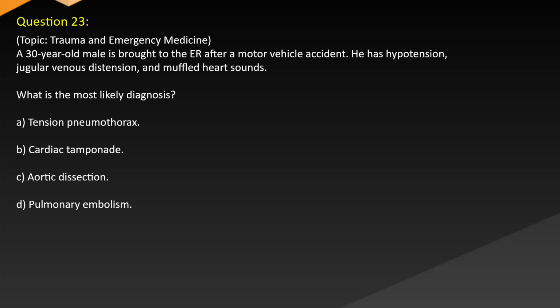A 30-year-old male is brought to the ER after a motor vehicle accident. He has hypotension, jugular venous distension, and muffled heart sounds. What is the most likely diagnosis? A. Tension pneumothorax. B. Cardiac tamponade. C. Aortic dissection. D. Pulmonary embolism.